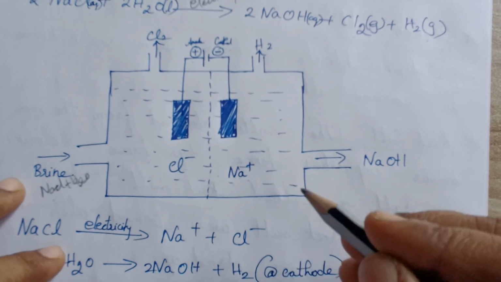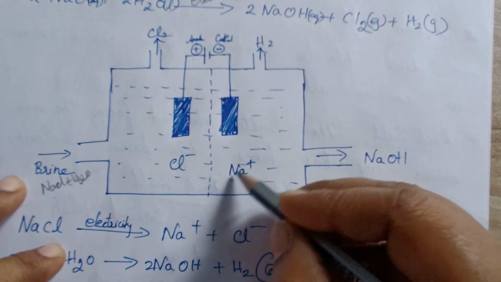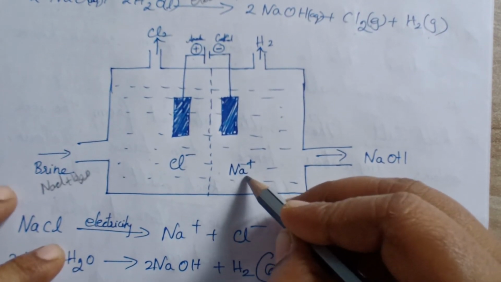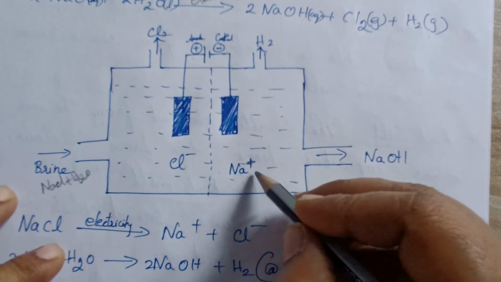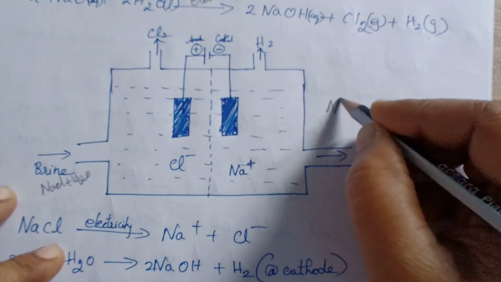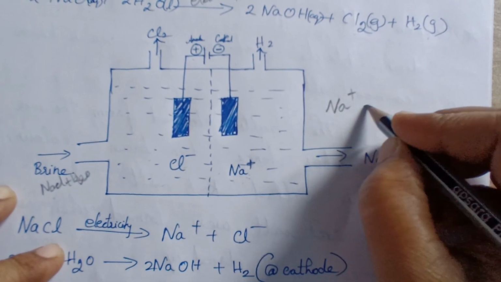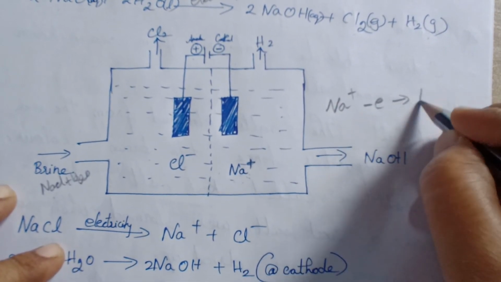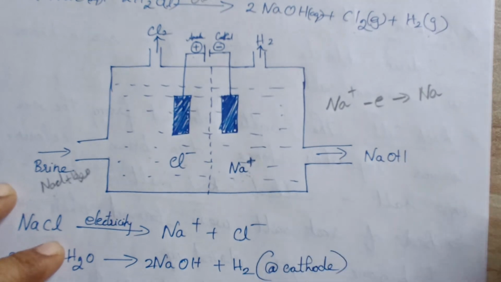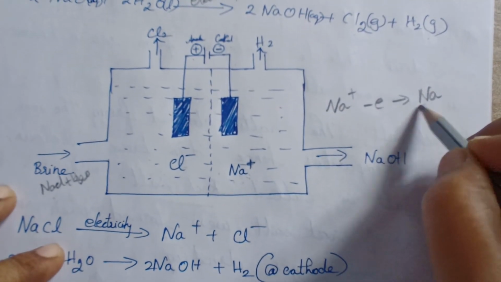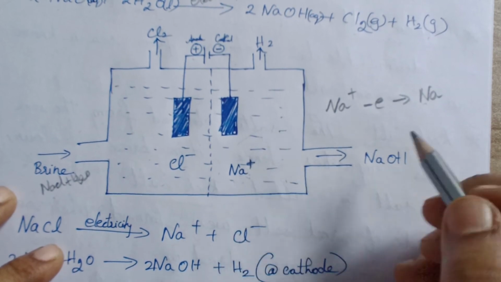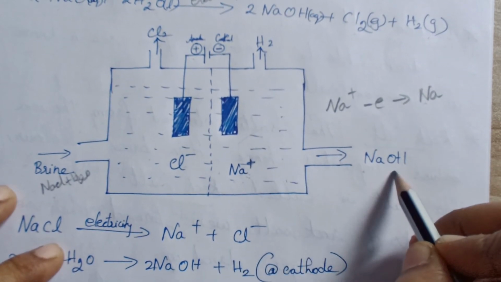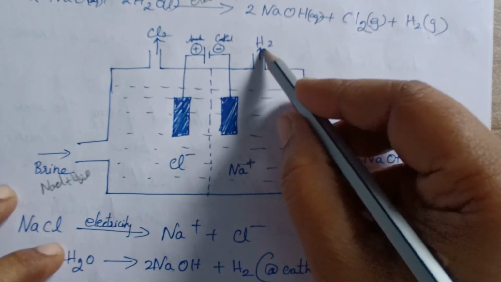So what happens here? This Na+ is an ion. What will it do? It has one electron less, so it will gain an electron. Na+ takes one electron to form a metal, sodium metal. Now this sodium reacts with the water present to form NaOH plus H2 gas.